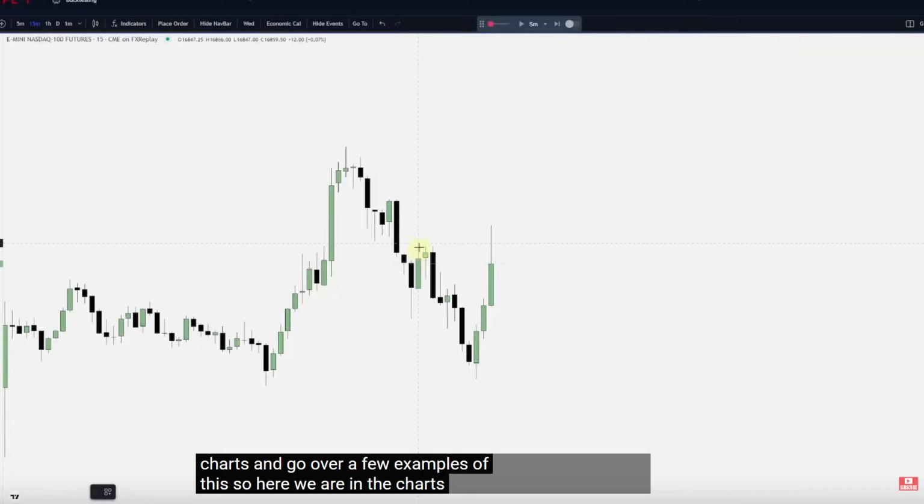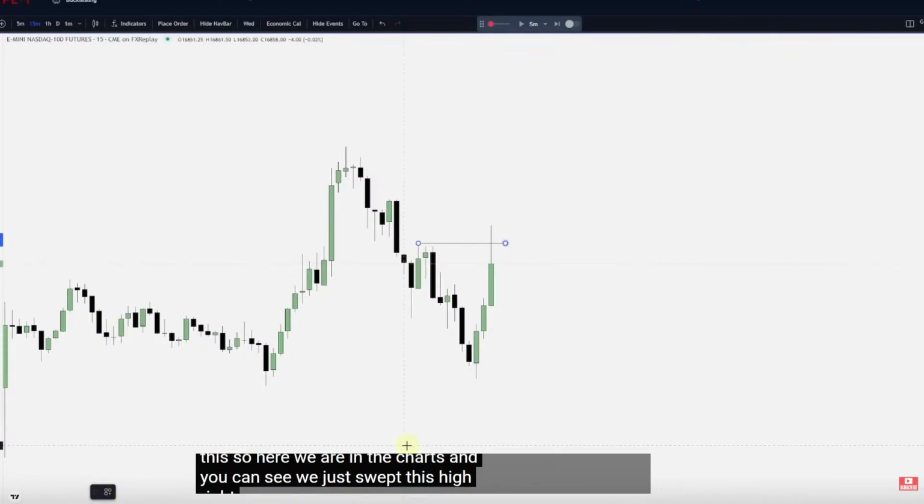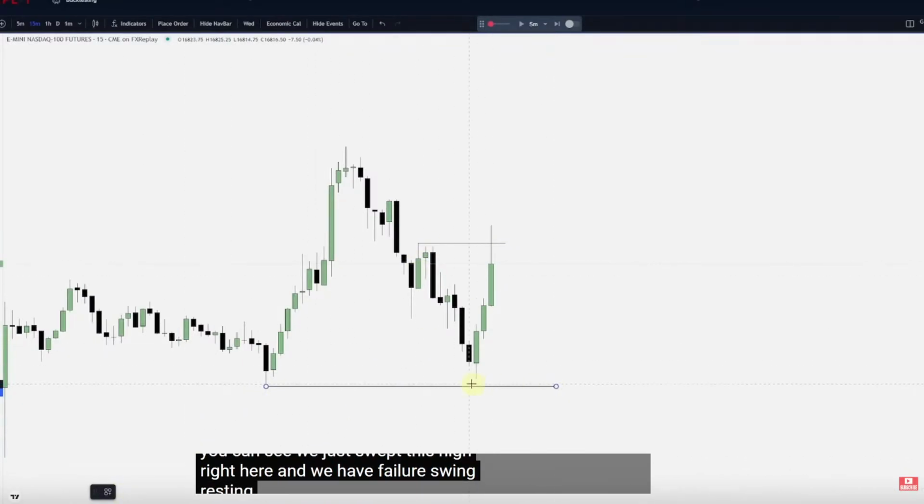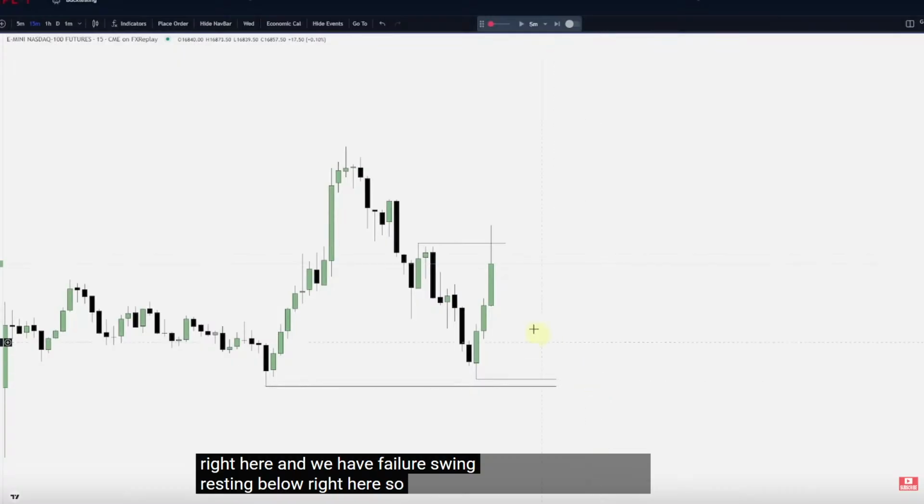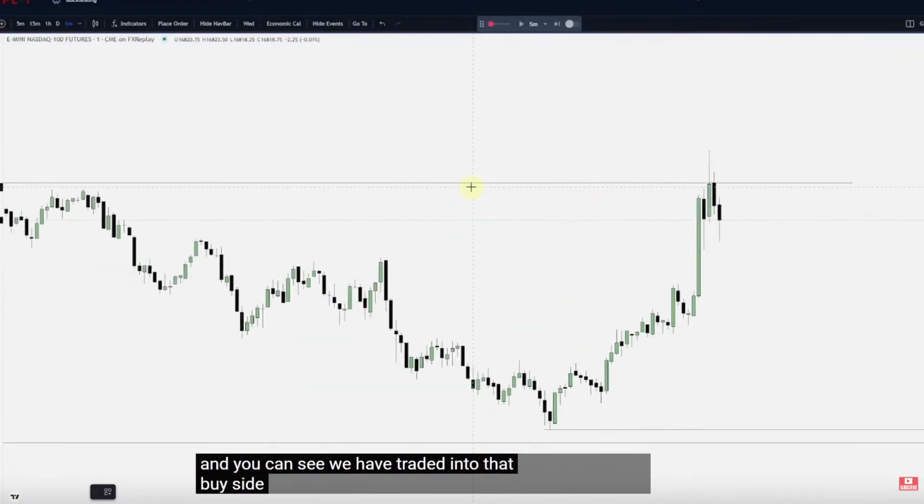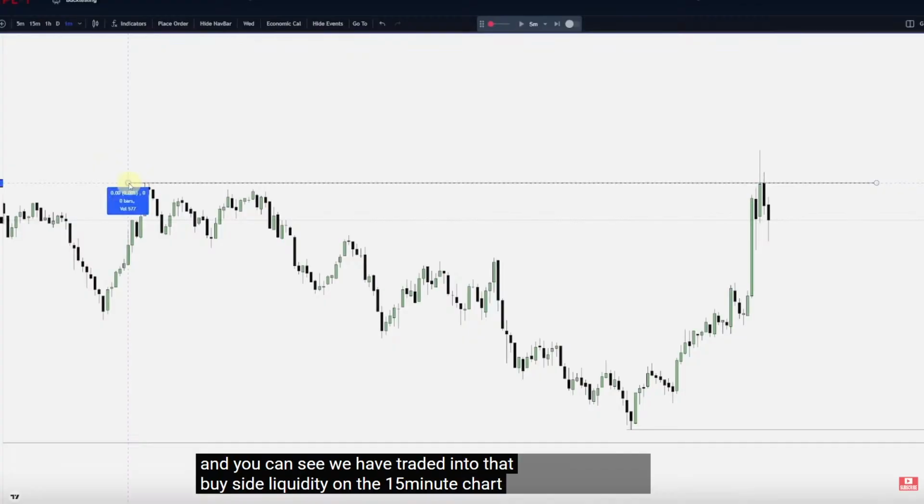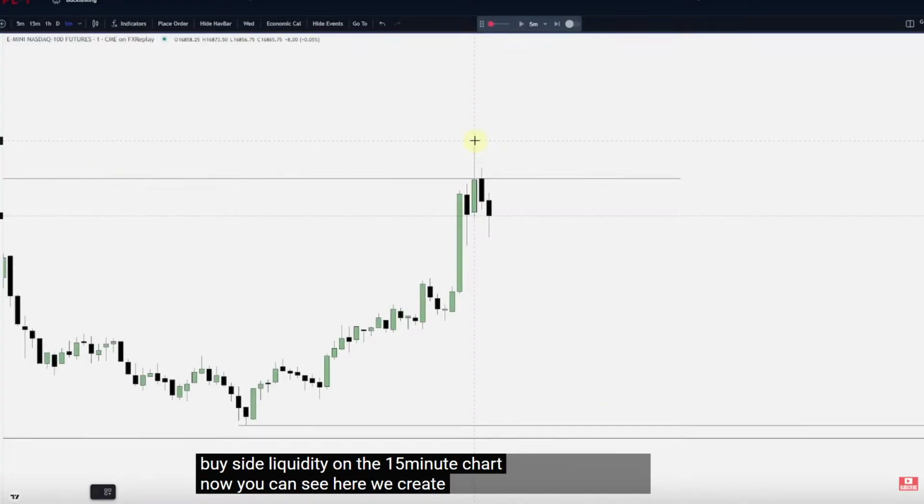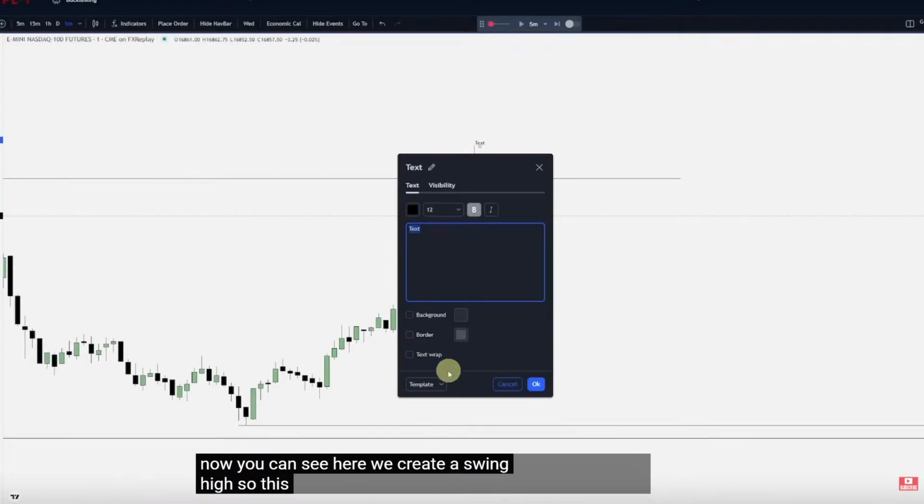So here we are in the charts, and you can see we just swept this high right here, and we have failure swings resting below right here. We are on a 15-minute chart, we sweep a high, so let's drop down to the 1-minute chart. So here we are down on the 1-minute chart, and you can see we have traded into that buy-side liquidity on the 15-minute chart.